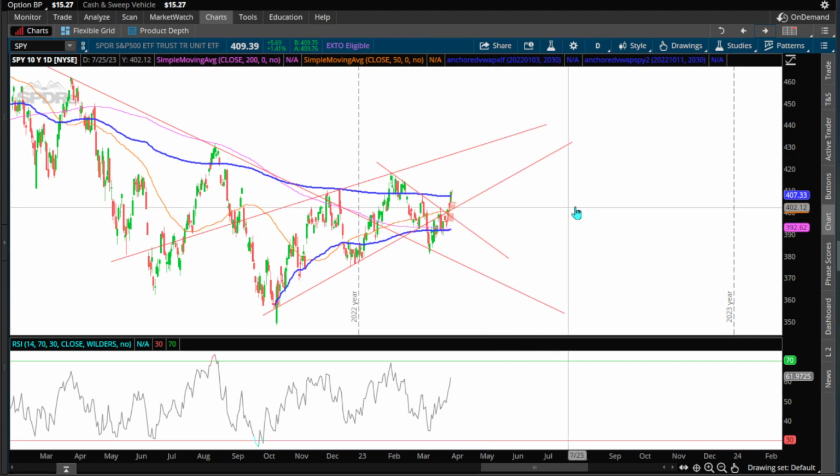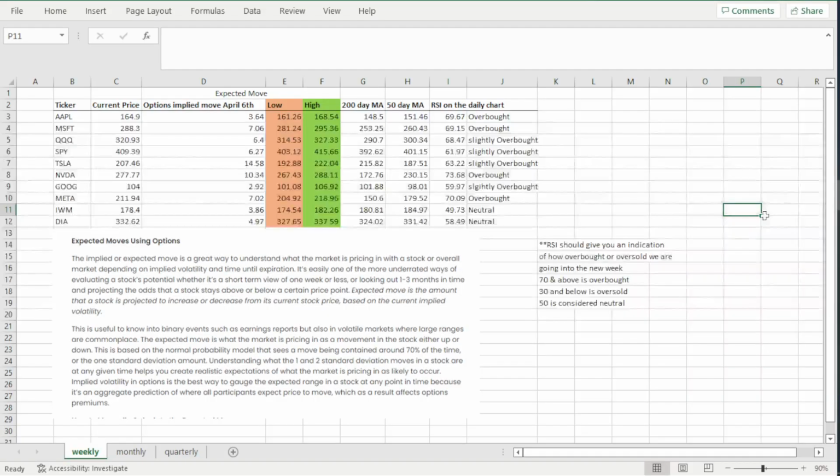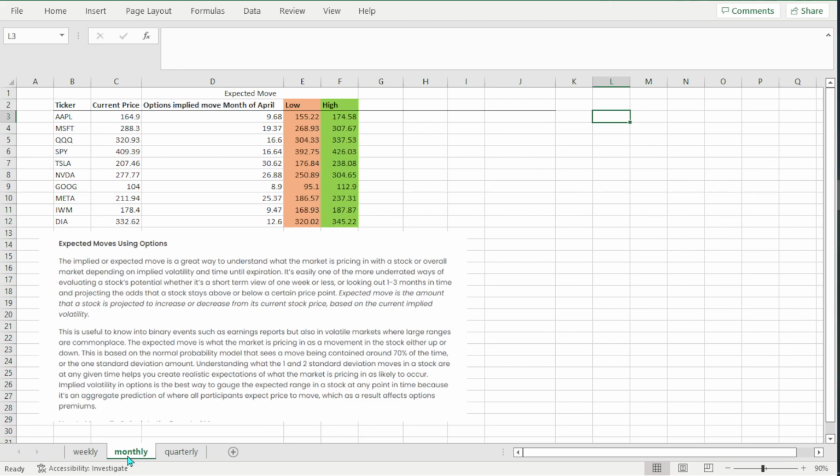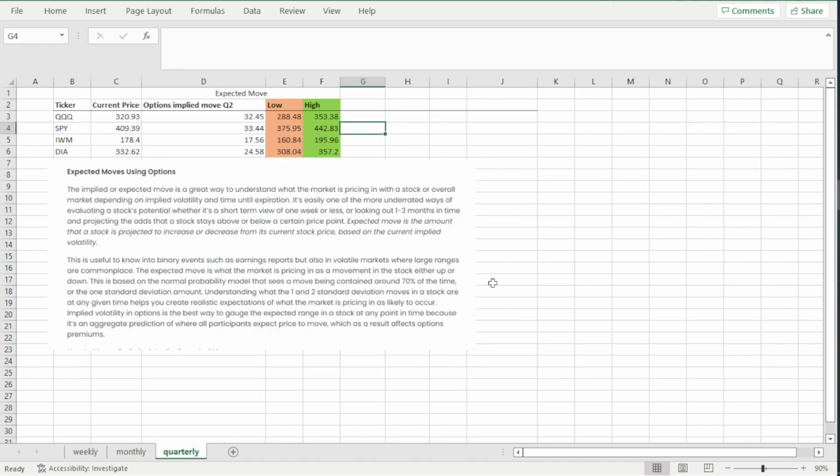But this time I actually remembered that we have expected moves. So right here, I have the weekly, I have the monthly, and I have the quarterly. So let's just give you guys a little bit of time to screenshot this. So this is the weekly right here. Now moving on, that's the monthly. And that is the quarterly.